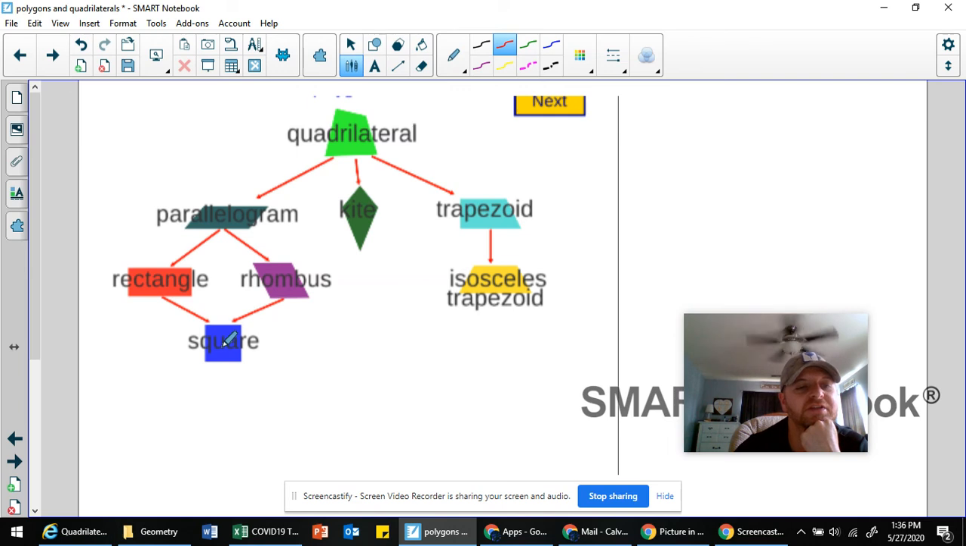Square, notice, is connected to both rectangle and rhombus because a square is a special rectangle and a square is also a rhombus. Okay? Rhombus and rectangles are parallelograms. That's why they're connected. Okay? And then over here, trapezoids are kind of over here by themselves because a trapezoid is only considered a trapezoid. They are not parallelograms. They're not rhombuses. They're not rectangles. Okay?